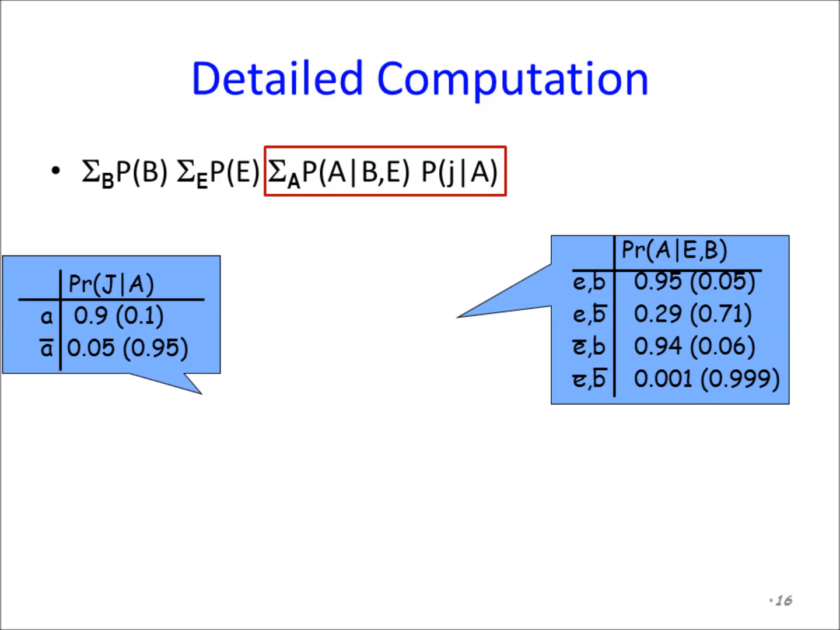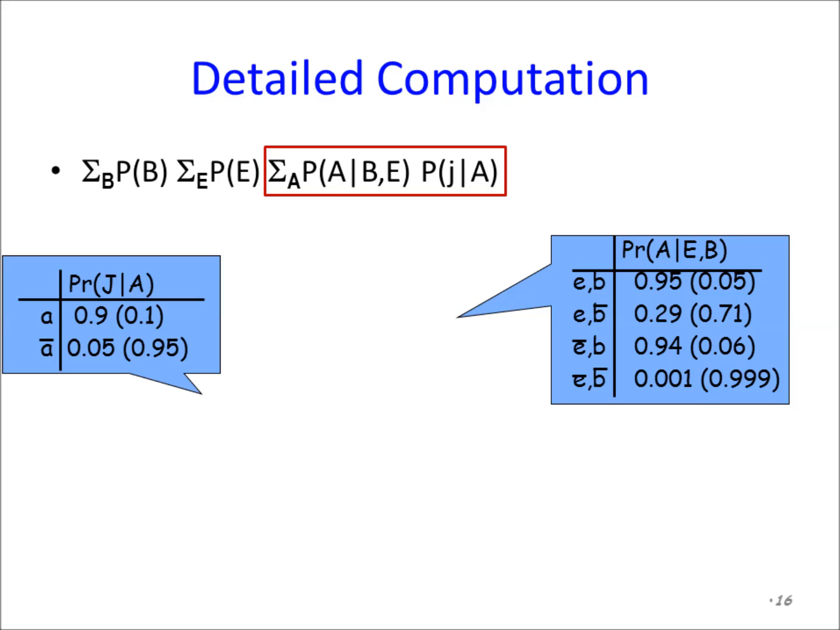Now let's do the more interesting computation. This is the next computation. We have to do sum over A, PA given BE times PJ given A. J is known to us. J is that John called. What variables will this be a function of? Can you remind me how to read these tables? Sure. So this says that the probability that John is going to call given that alarm is true is 0.9, and the probability that John is calling given the alarm is false is 0.05. In parentheses is the converse? Yeah, John will not call given alarm is true is 0.1. Each row should sum to 1.